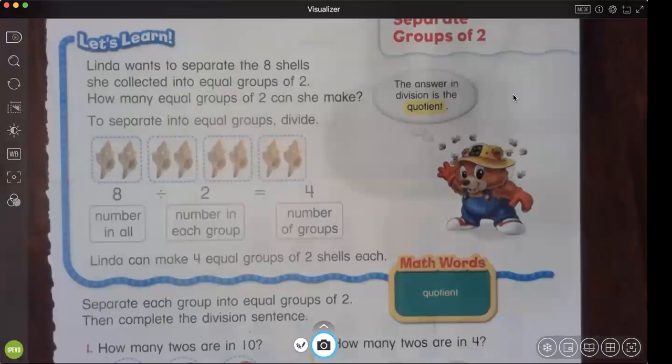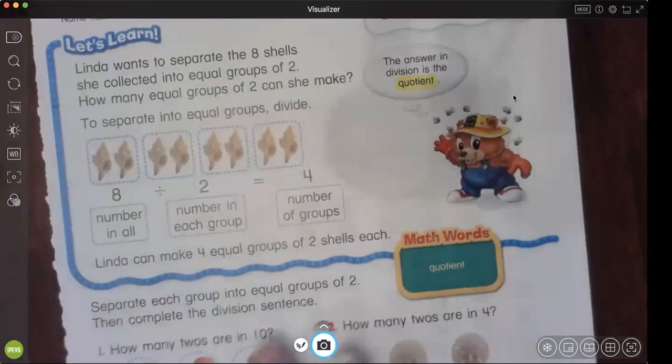So let's talk about our example up here with the bear. Linda wants to separate the 8 shells she collected into equal groups of 2. How many equal groups of 2 can she make? So to separate into equal groups, we have to divide, okay? She wants to make them into groups of 2, so you know that you cannot have any more than 2 in a group.